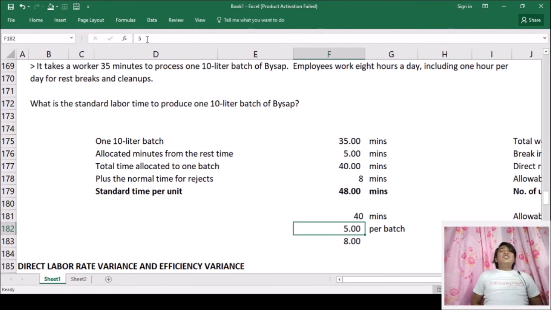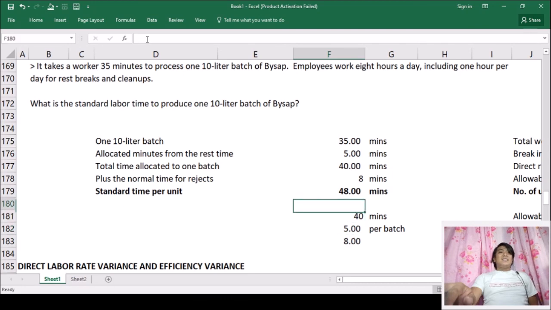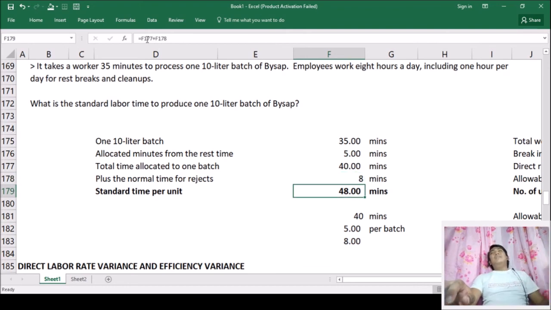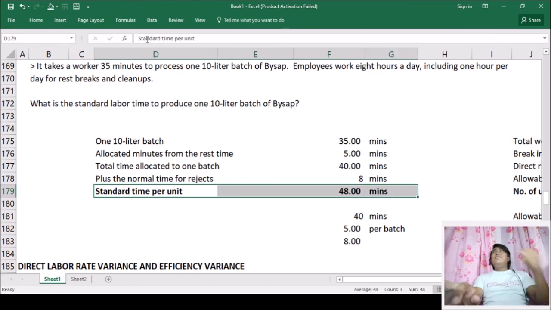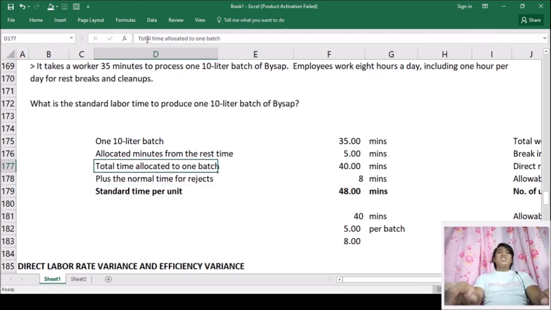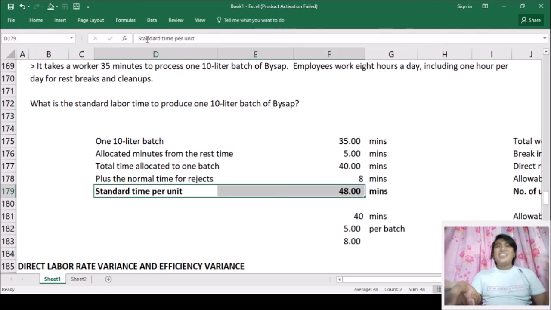So, each successful batch will absorb 8 minutes, plus the normal time, which is 40. So the total standard time per unit, including the rejected one, is 48 minutes. So, the answer is 48 minutes. If there were no rejected batches, the answer would be 40. But since there is 1 rejected, it became 48. Hopefully, you are able to grasp how the 48 was computed.